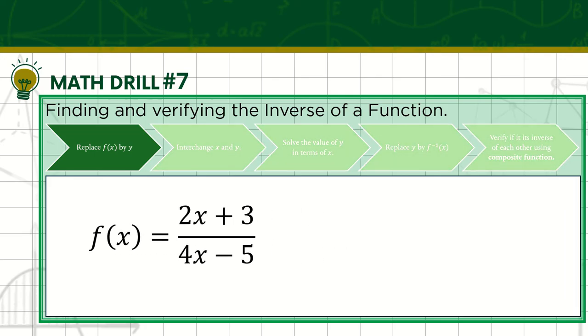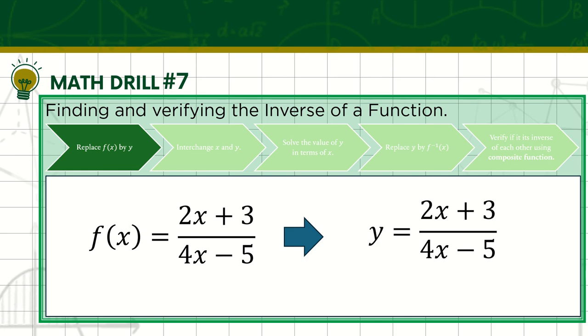We need to replace the f of x by the variable y. So from f of x is equal to (2x plus 3) all over (4x minus 5), this will now be y is equal to (2x plus 3) all over (4x minus 5).